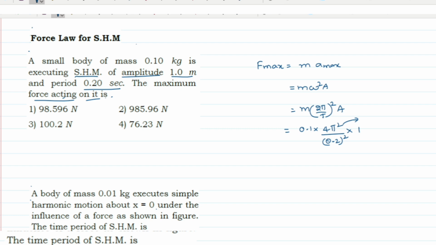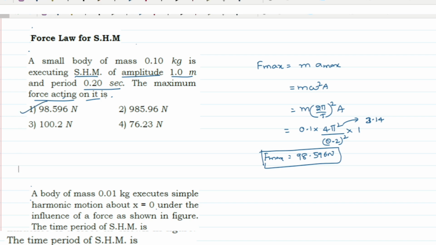If you substitute pi as 3.14, the maximum force value will be nearly 98.596 newtons. The maximum force will be 98.596 newtons, which is the correct answer.